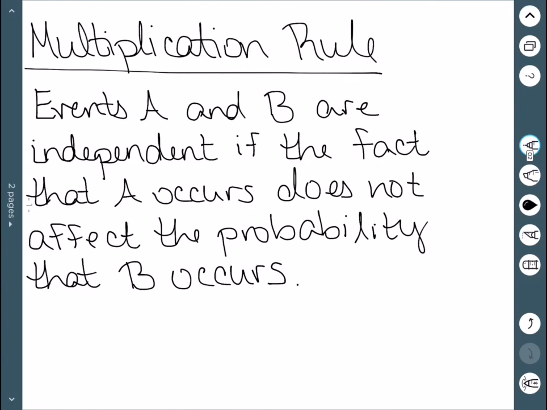If I have a deck of cards and I draw a card and then return it to the deck and shuffle and draw another card, what I drew the first time does not affect what I draw the second time. So those are independent. However, if I were to draw that card and take it out of the deck and then draw a second card, that would affect the probability of the second card, and so those events would not be independent.